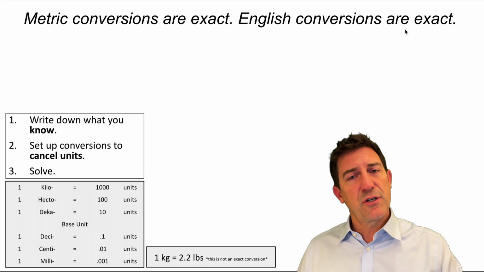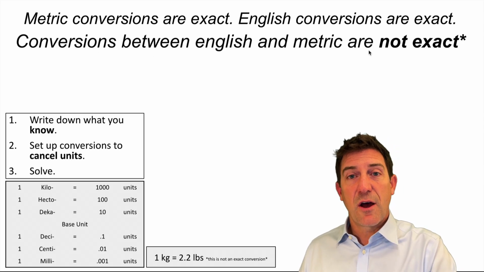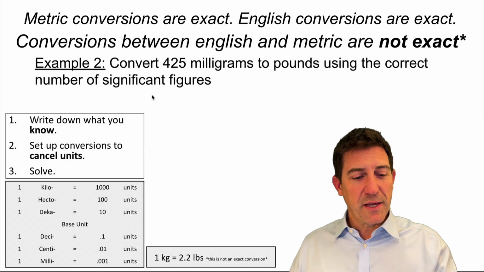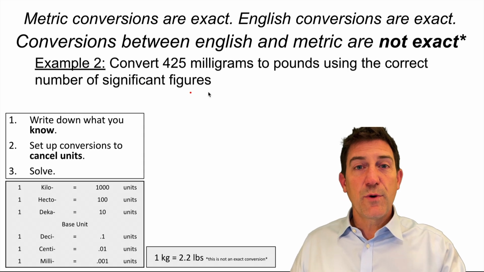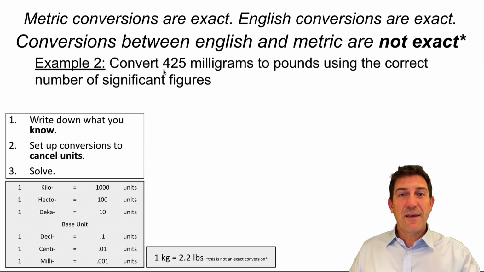Interestingly, English conversions are also exact. Conversions between English and metrics are not exact in most cases. The best way to explain this is to do a practice problem together. This should look really familiar to the last practice problem we did, right? We're taking 425 milligrams and we're going to turn that into pounds using the correct number of significant figures.